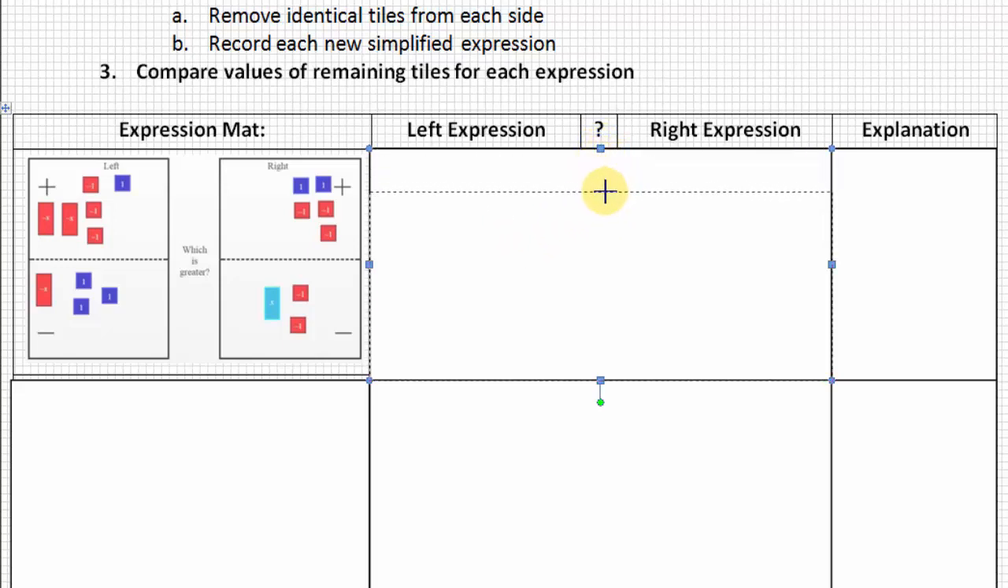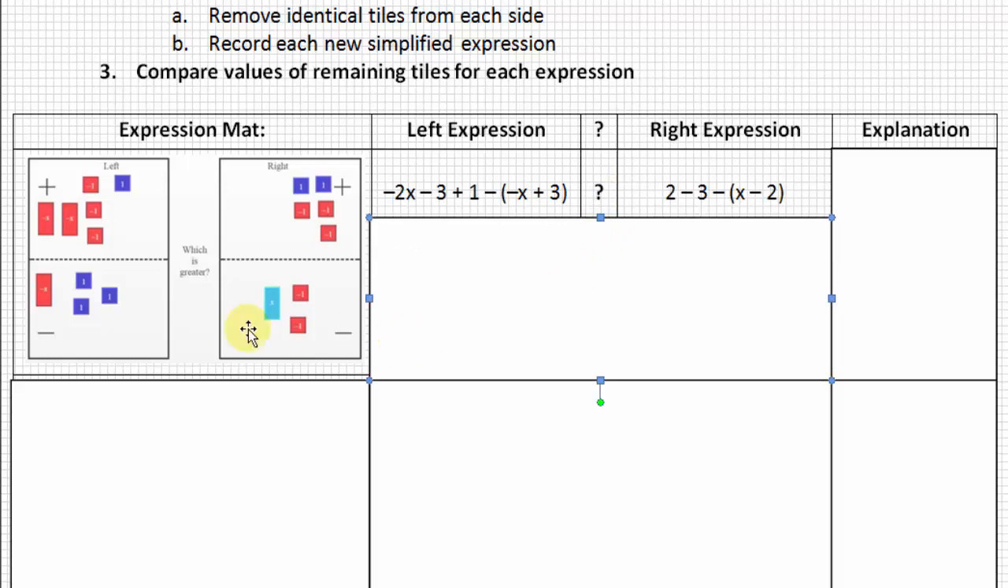What I'm looking for here is an expression that would look like this. So on the left-hand side, we have negative 2x minus 3 plus 1. And then in the negative region, so we put this minus sign, we have a negative x and a positive 3. On the right-hand side, we have positive 2 minus 3 minus the quantity x minus 2. So you can see all those tiles here.